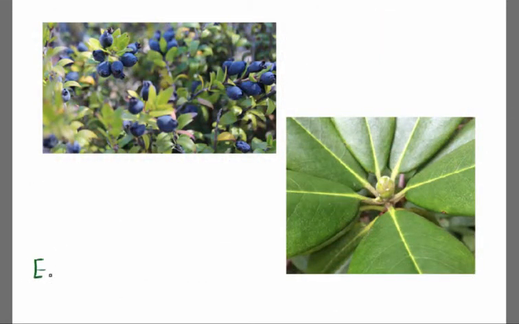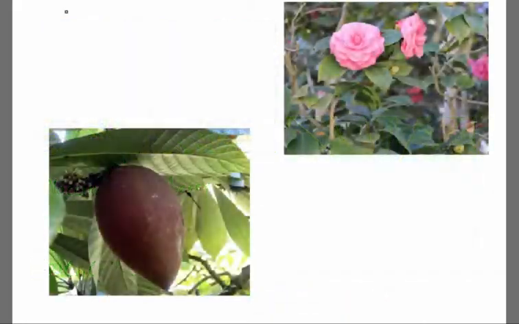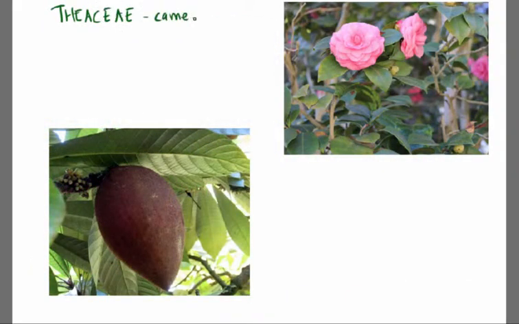Next family is the Ericaceae, or heath family, in which you've got cranberries, blueberries, huckleberries, as well as many ornamental plants like azaleas and the rhododendron. And then there's the Theaceae, or the tea family, which includes all forms of camellias, including the tea plant. And yes, tea leaves that you use to make tea come from a camellia bush, as well as all the other ornamental forms of camellia.